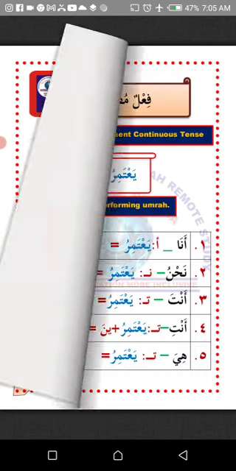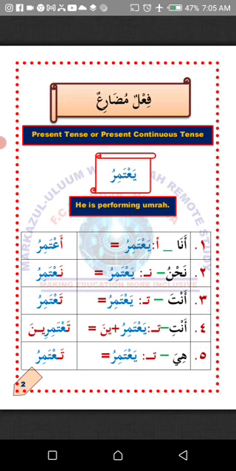Masha Allah. Fi'ilun mudari, present tense. Fi'ilun mudari, present continuous tense. This is a form of verb in Arabic that one can use to talk about an action happening at the moment or something that we do on daily basis, like going to work, going to school, or going to mosque. As I am teaching now, the only form of verb in Arabic that one can use to talk about what I am doing now is called fi'ilun mudari.